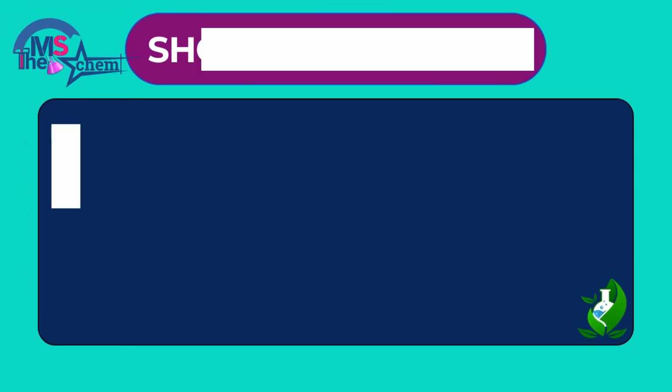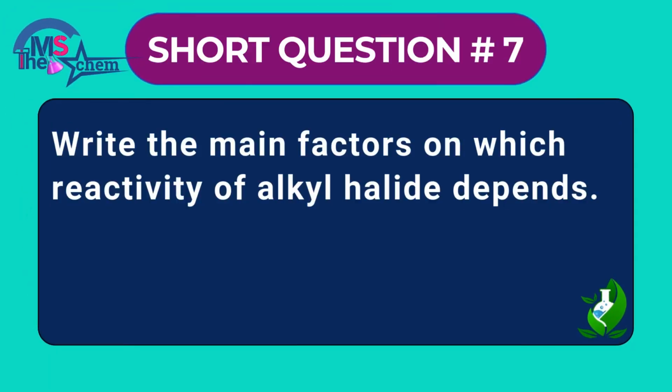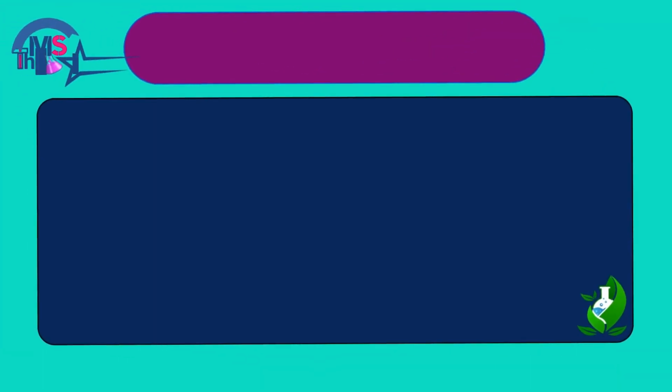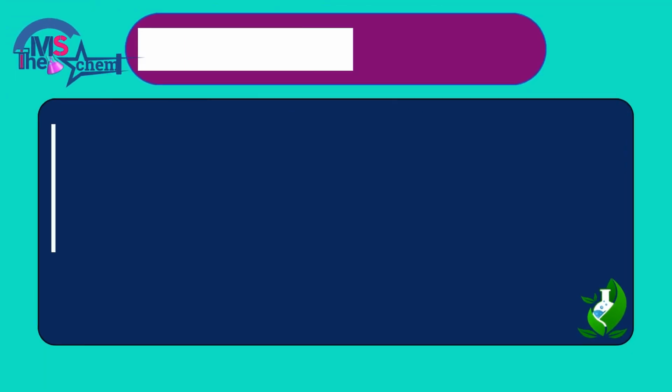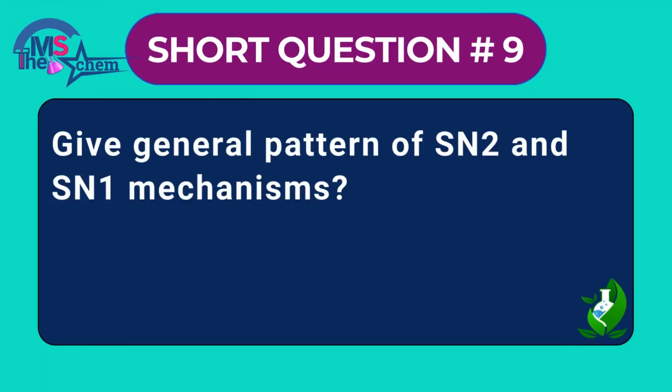And question 7 is write the main factors on which reactivity of alkyl halide depends. And now question 8 is define nucleophile, electrophile and leaving group with examples. Question 9, give general pattern of SN2 and SN1 mechanisms.